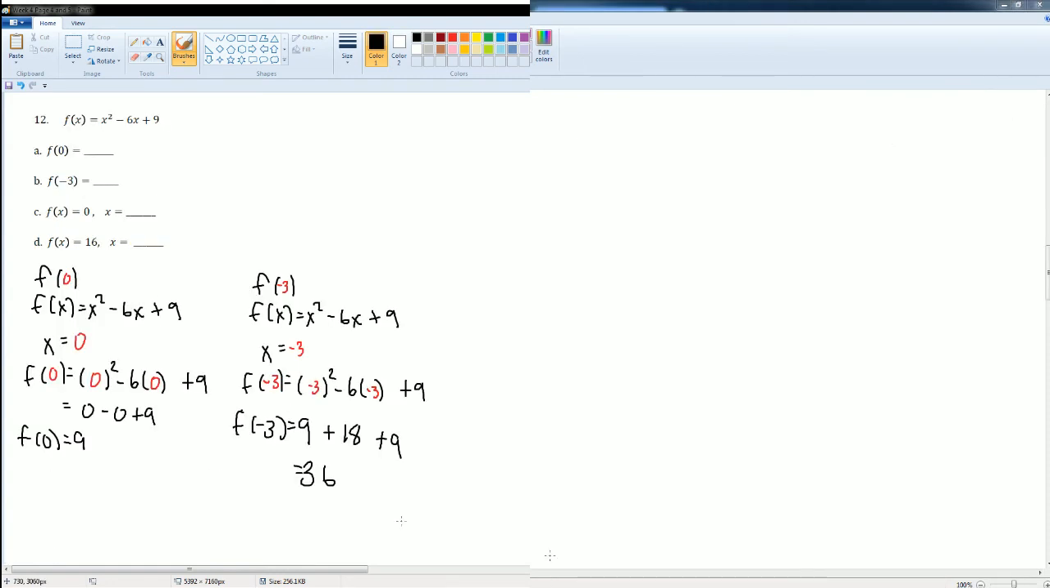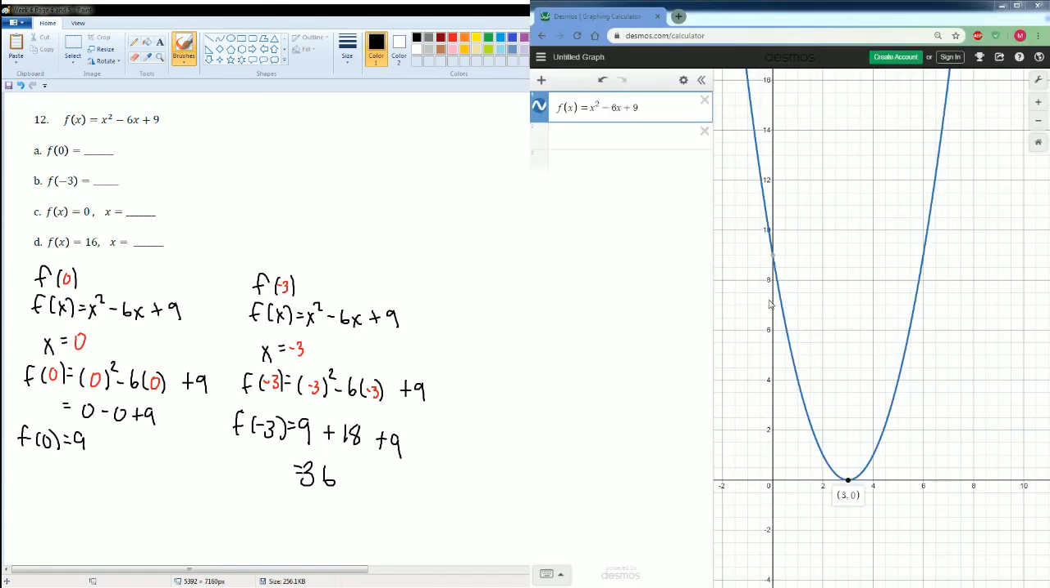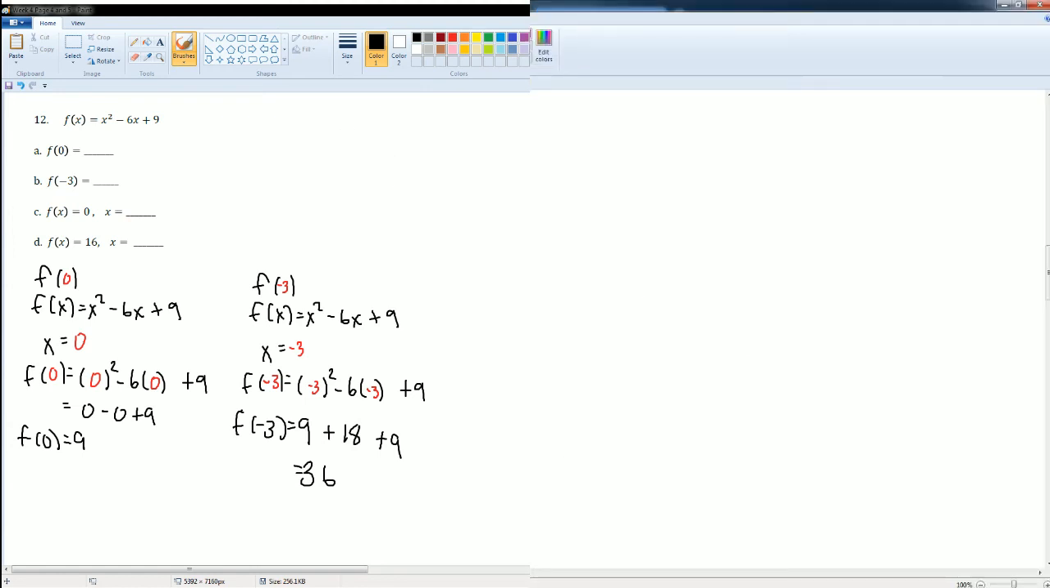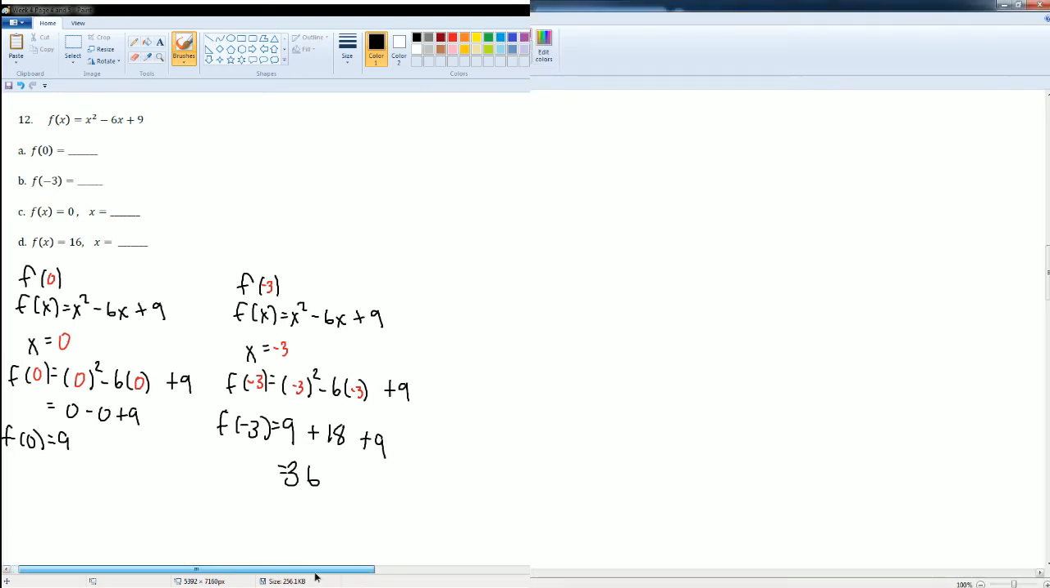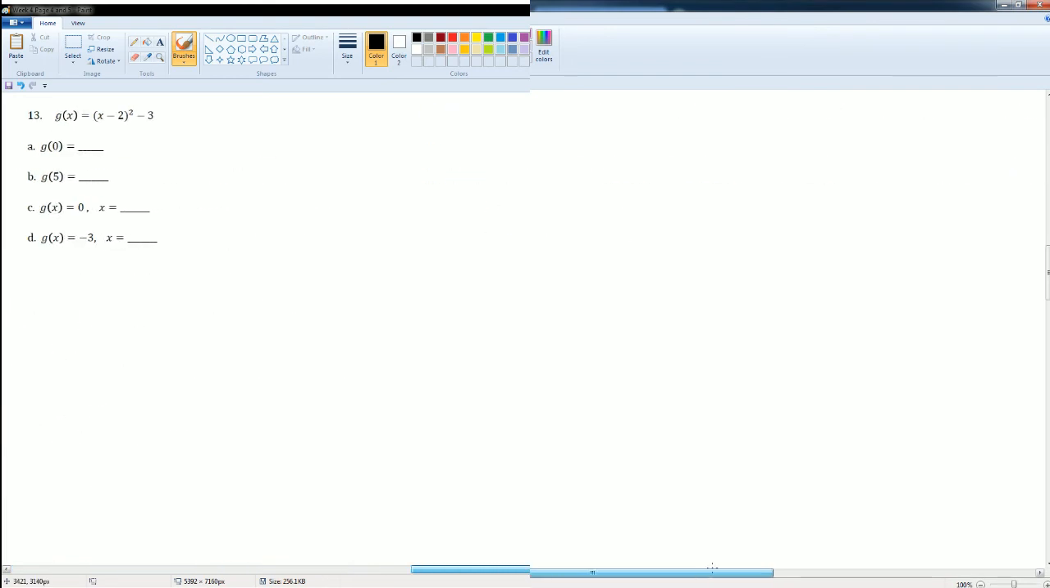All right, here you go. These are the first two in detail. C and D, I'm just going to graph. All right, so the output here was 0 for the y when my x was 3. So that's the answer for C. The last one, D, the output was 16. That's what they have. And the x for that was 7. All right, there you go. I'm going to do 13 now. 13's right here. It's going to be done the same exact way. Just A and B, calculate it, and C and D, we're just going to graph it.